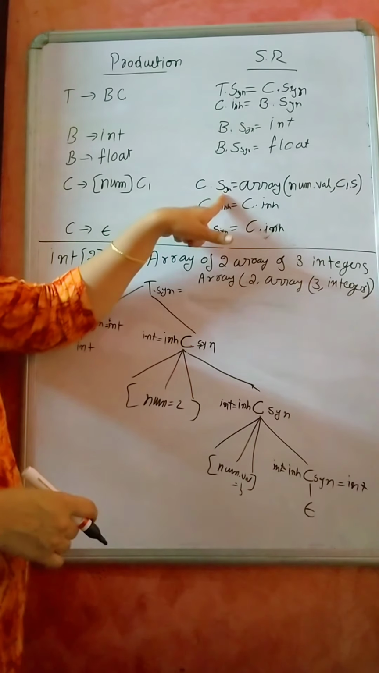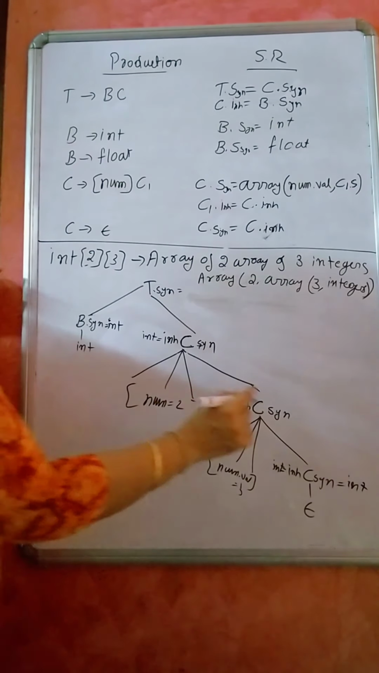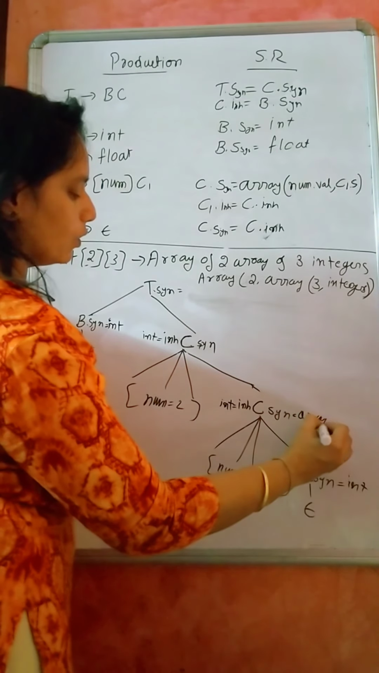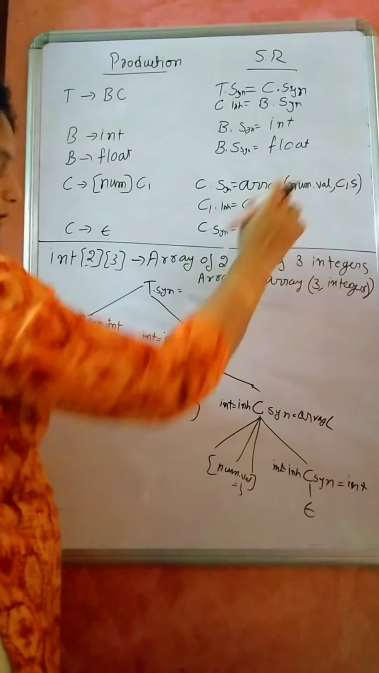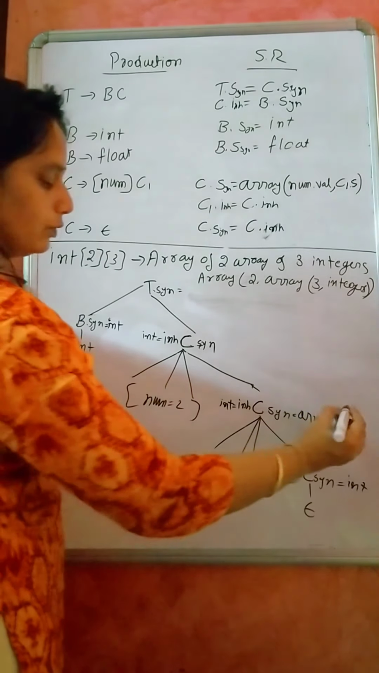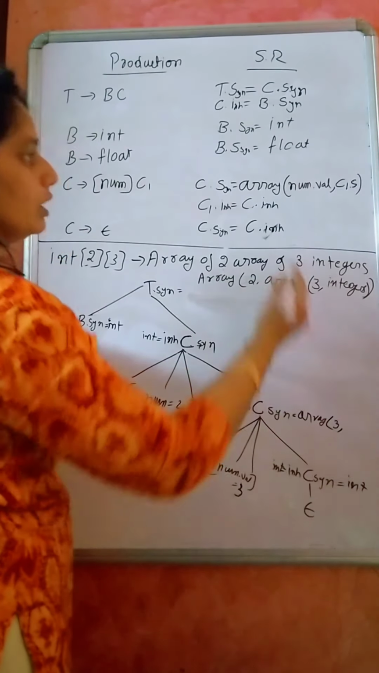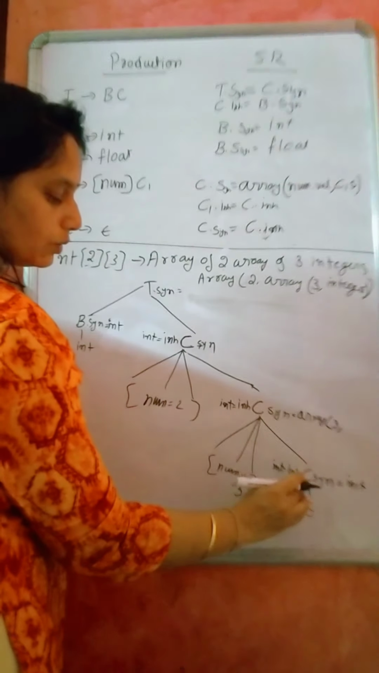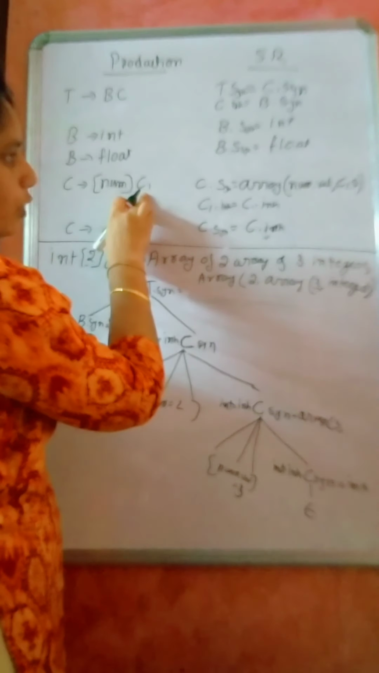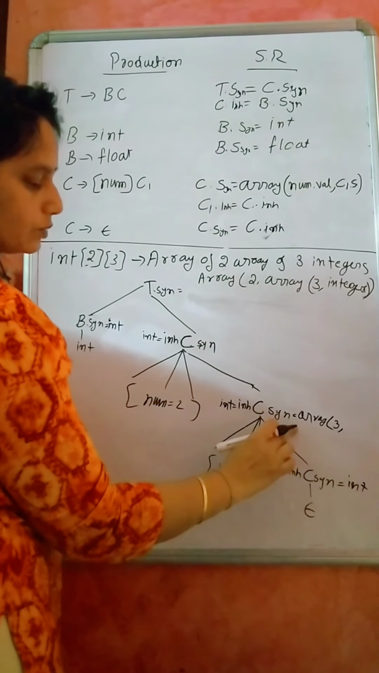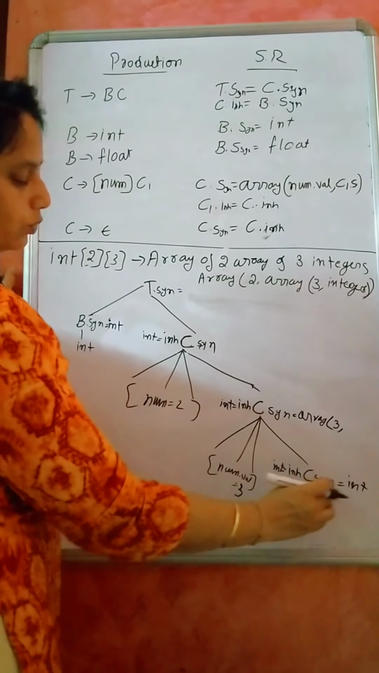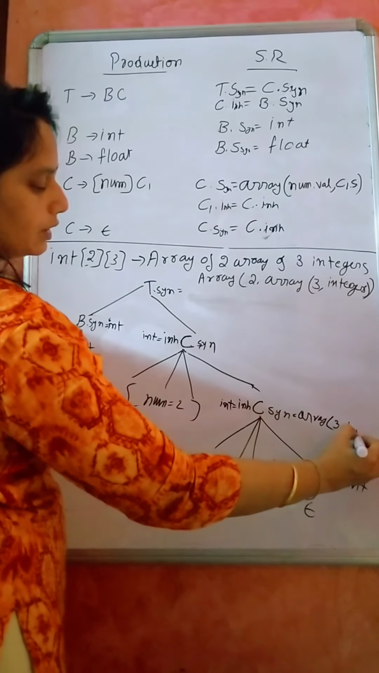Now when I am applying this particular production, C determines this. What is my synthesis value? It is nothing but array of num dot value. What is my num dot value? It is 3. Comma. What is C1 synthesis? Where is the C1? Body of the production. Its synthesis value is integer. So it is integer.